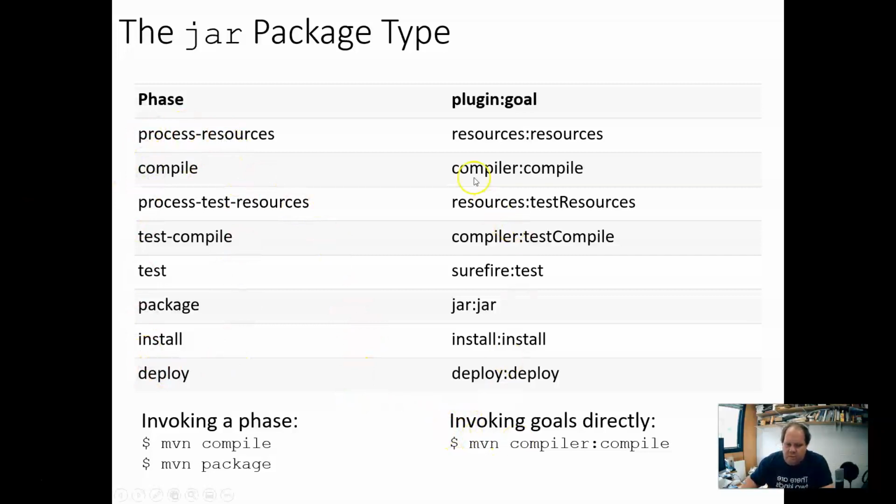So here, if I want to invoke the compiler directly without the process resources phase, I can say Maven compiler:compile, and that will call the compiler goal. It will invoke the compiler goal on the compiler plugin, and it will only do that. It won't copy the resources, it will just recompile the code.